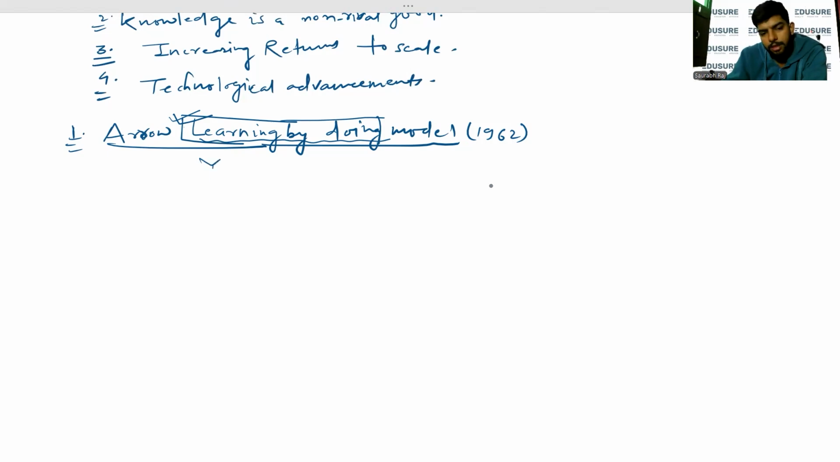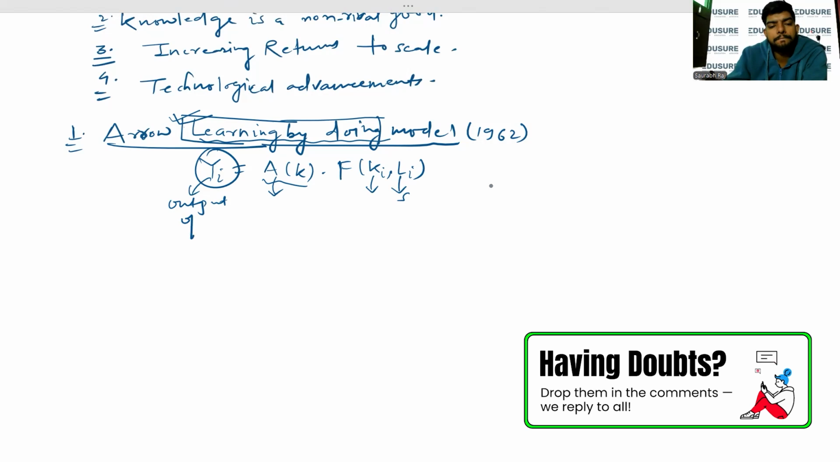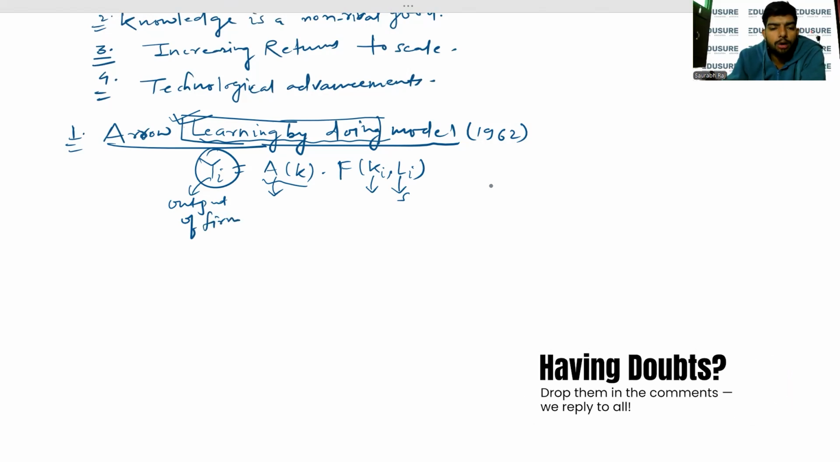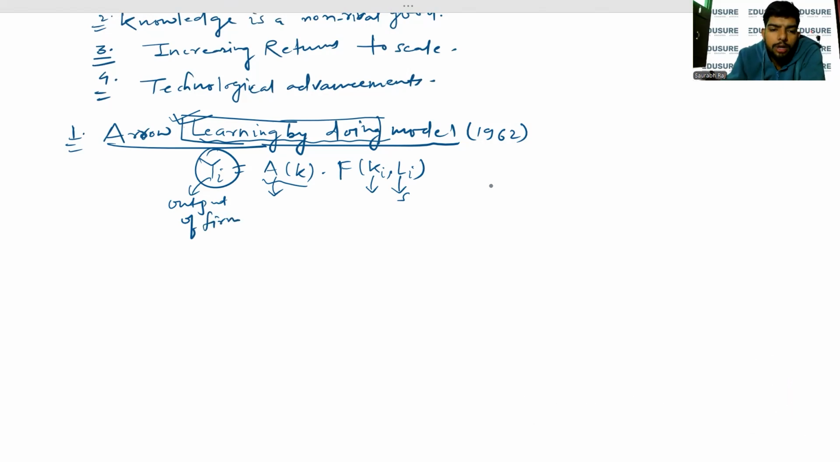And they will help the economy to perform better. The formulation given by Arrow was Y_i = A(K) F(K_i, L_i). A(K) is endogenous technological progress, K is the stock of capital, L is the stock of labor, and Y_i is the output of the firm. So you see the long run growth depends on endogenous technological progress.